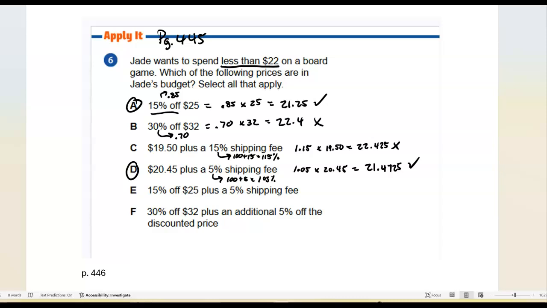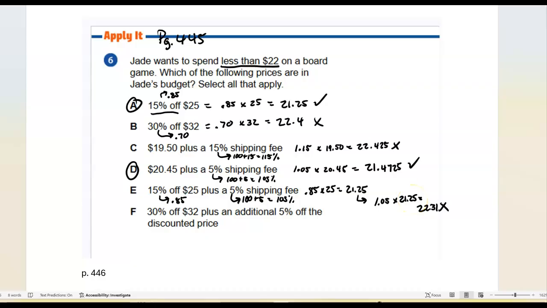15% off $25 plus a 5% shipping fee. So first we're saying 0.85, which we already know works because we did it on the first one. So 0.85 times 25, which was 21.25. So it looks like it works, but plus an additional 5% shipping fee. That's 100 plus 5 equals 105%. So now you've got to take this number and do 1.05 times 21.25. Let's see what we get. That equals 22.31. Nope, that's too much money.